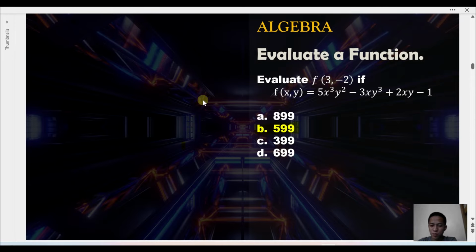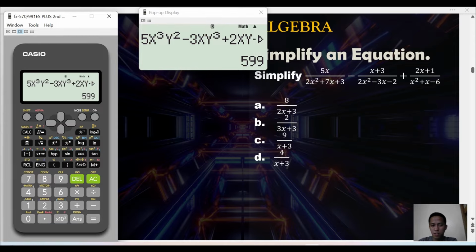Ayun. So, let's proceed to our next problem. So, ganun guys, see, very fast lang yung solving natin kasi we are using our calculator. So, in the board exam, pag ganun yung lumabas guys, simply use your calculator. Ayan. So, let's proceed to the next problem.